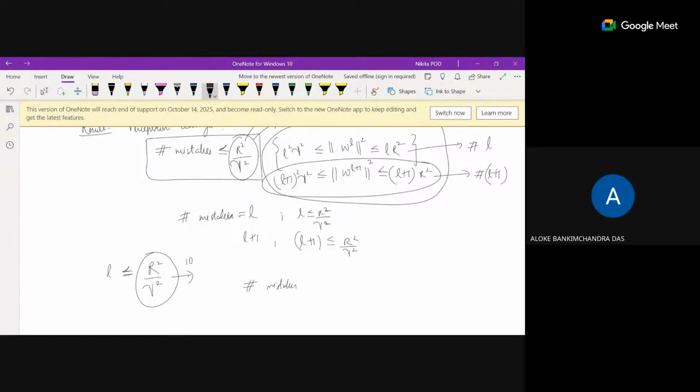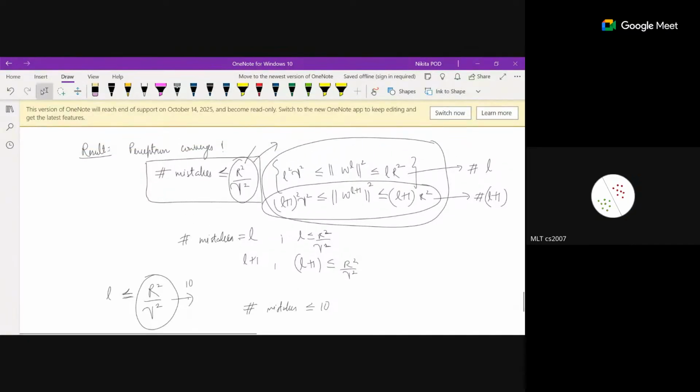It's an inequality. Less than or equal to 10, yes. Maximum, it's an upper bound. The upper bound is 10. It cannot make more than 10 mistakes. Correct. That's what we are telling.